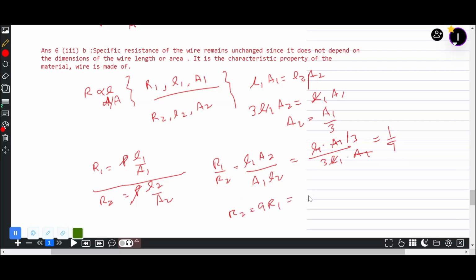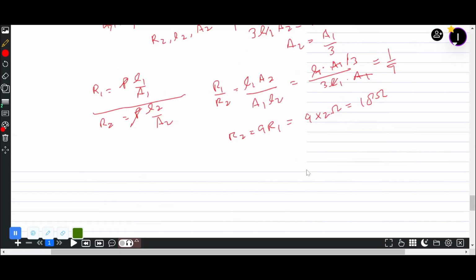And what was the resistance before? That is 2 ohm. So 9 into 2 ohm, that is 18 ohm. Right? That marks the end of this question paper.